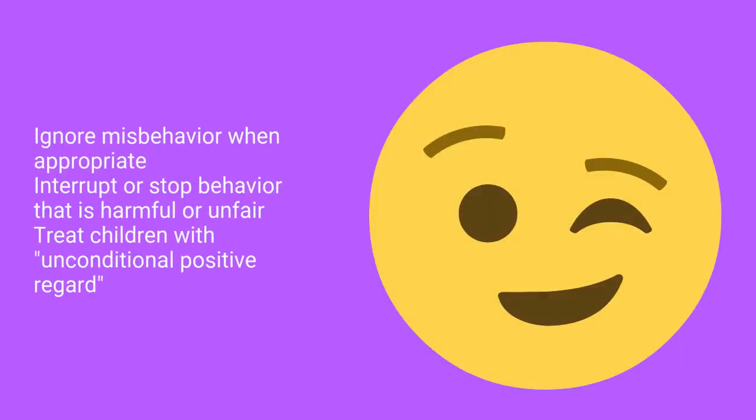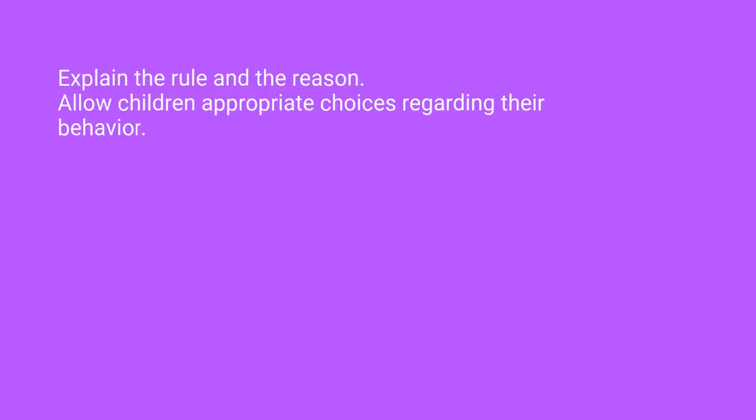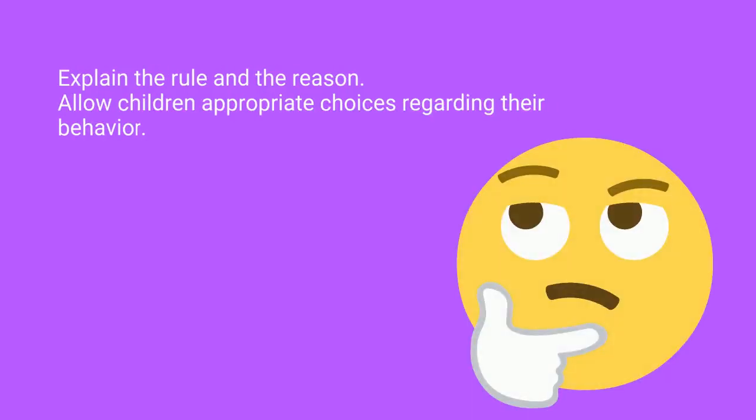Ignore misbehavior when appropriate. Interrupt or stop behavior that is harmful or unfair. Treat children with unconditional positive regard. When you make a rule, always explain the reason. Allow children appropriate choices regarding their behavior.